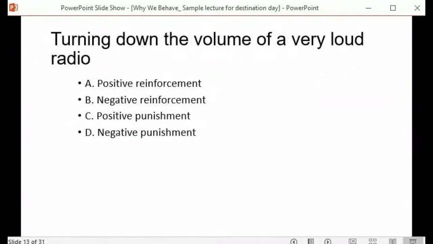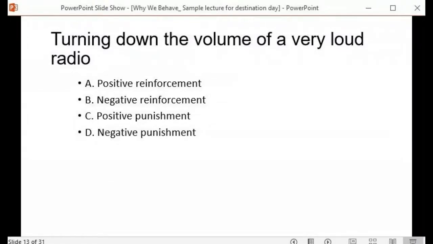Let's try another one. Turning down the volume of a very loud radio. All right, I'll look in the chat to see what you have to say. So the radio is loud. I see a B and I see an A. Let's hear some other people. I hear one person who says positive reinforcement, one person who says negative reinforcement. B, B, B. I'm getting a lot of negative reinforcements, and that, again, is correct.